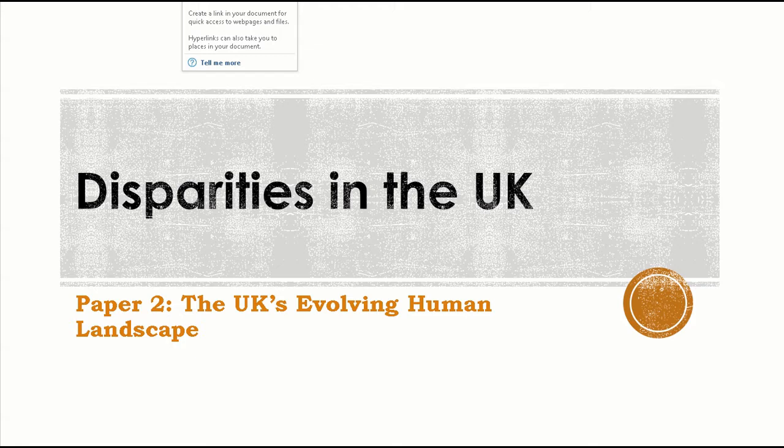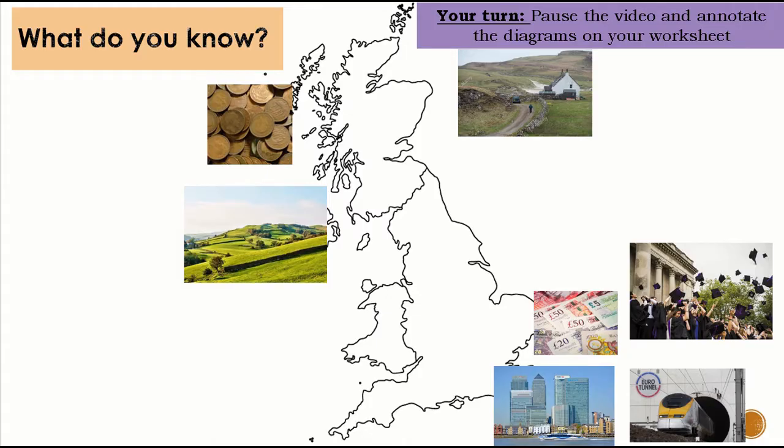The word disparity means difference. So you're looking for any differences in terms of social or economic differences that exist within the UK. So the first slide: what do you know already about any differences or disparities that exist in the UK? On your worksheet and the slide in front of you, you can see a map of the UK, and I've added some pictures to help trigger your memory about what these differences are.